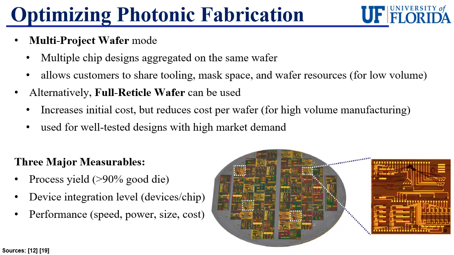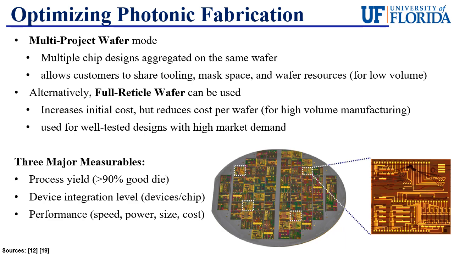To optimize silicon photonic fabrication, foundries offer two options to maximize efficiency depending on the designer's goals. The first option is called multi-project wafer mode, where various different chip designs or projects are fabricated together on the same wafer. This option is best for research and design applications because it allows multiple end users that are submitting designs to share the tooling costs, mask space, and wafer resources. Devices that are preliminary or in very low demand may choose this option to save on cost.